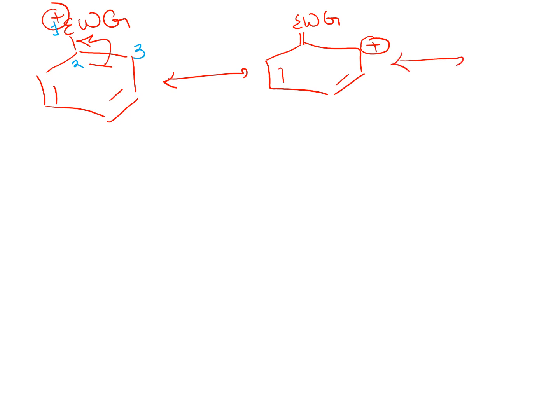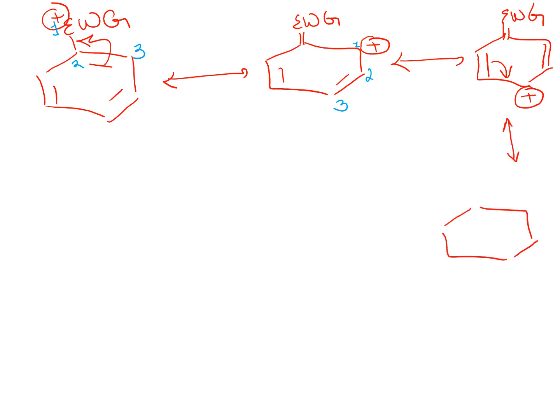Let's continue the resonance. This is 1, 2, and 3. You have the electron withdrawing group, and the double bond on the left, we did not touch it. We are exchanging now the single with the double, and we are moving the charge. Let's run another resonance. And finally, you go back to the starting structure.